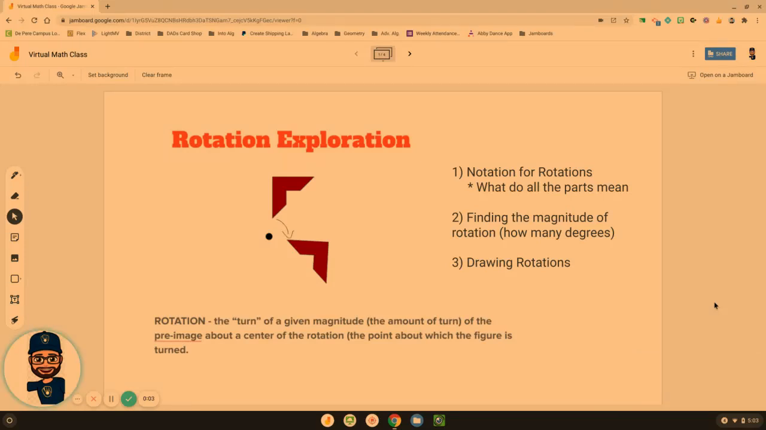Hello, geometry students, and welcome to our first lesson on rotation. Today we are going to be looking at the beginning of rotation and, more importantly, the notation for it.